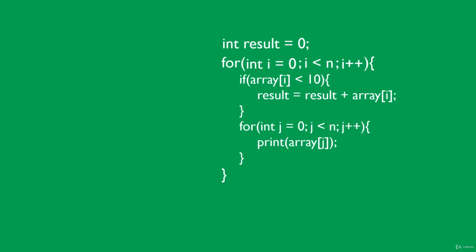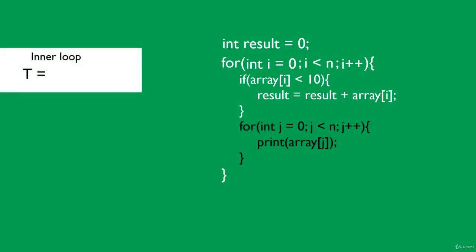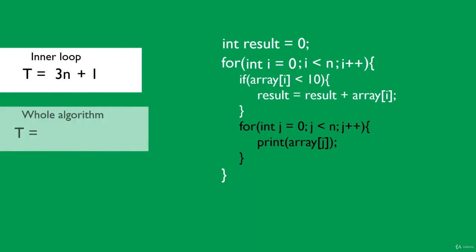Feel free to pause the video and compute the time complexity on your own. So, I will start with the inner cycle. Initializing j to 0, that is one instruction. Then for each element, we check whether j is smaller than n. Then we increment j and print the element on index j. So this inner cycle will have time complexity of 3n plus 1, okay? Now, let's take a look at the rest. At the beginning, there is the initialization of the result variable. And also, we initialize i to 0. So let's write plus 2.